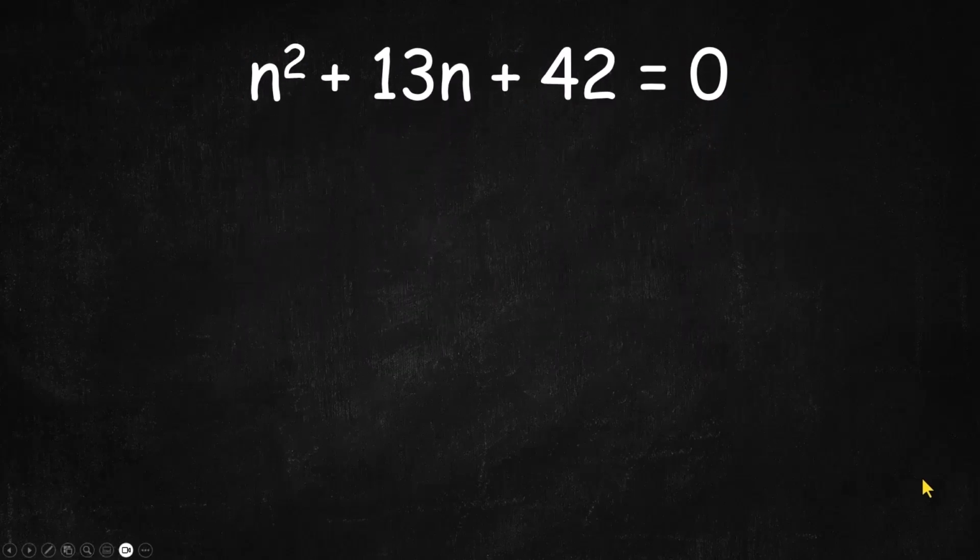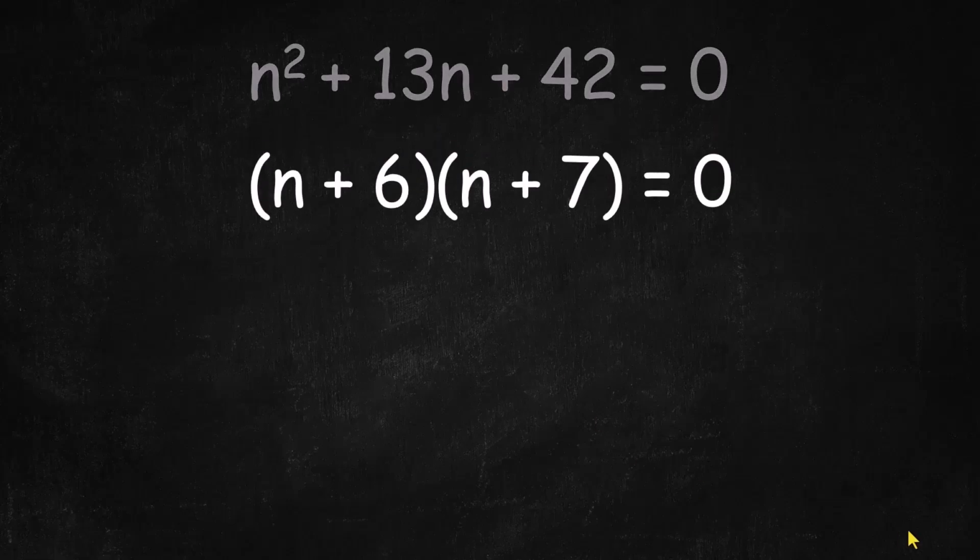And we have a simple factoring problem. I need two numbers that multiply to be 42, but when you add them together are 13. Yep, 6 and 7. I didn't even mean to do that.